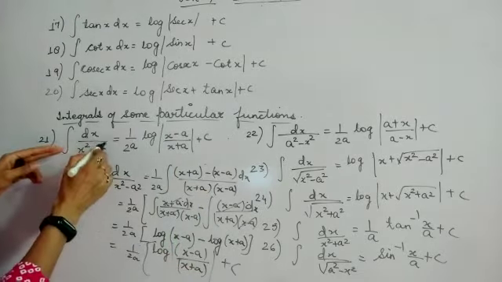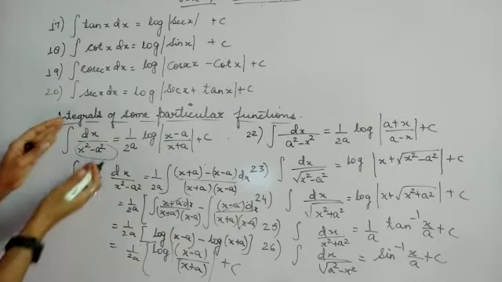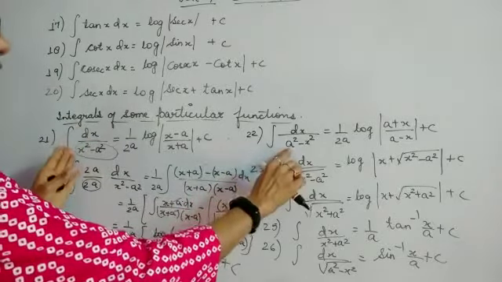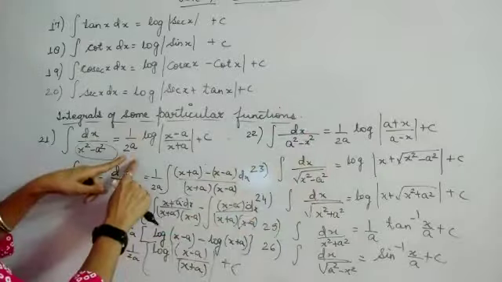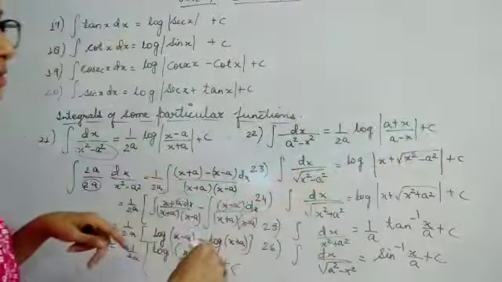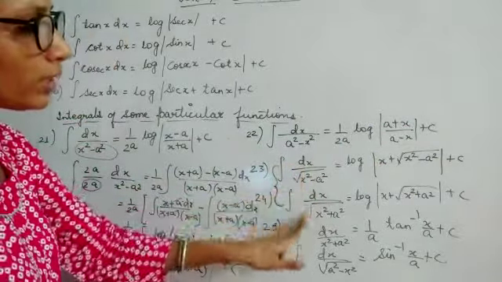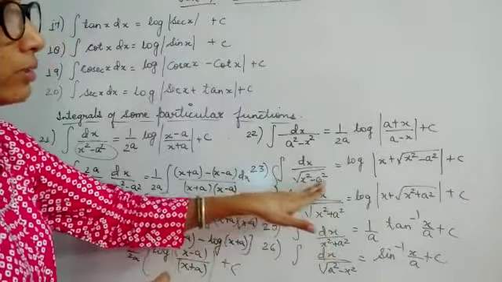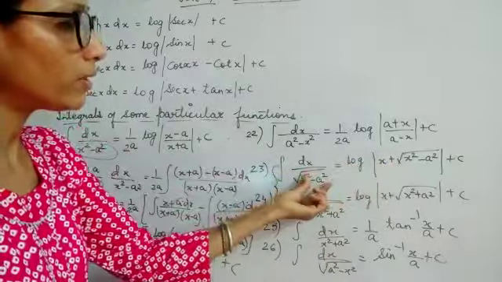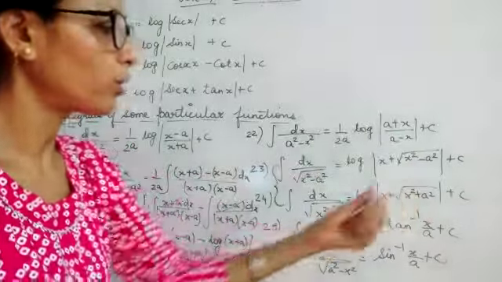Now children, if here it is x square minus a square, then this is the formula. If I just reverse the terms with different sign, that means opposite sign, then what you have to do? 1 by 2a you are writing as it is, log as it is, and you are writing it as a plus x and a minus x. Now these two formulae are again the same whenever you are having the root sign in the denominator, and when it is x square minus a square or x square plus a square, then it is log x plus whatever is written over here, you have to write here.